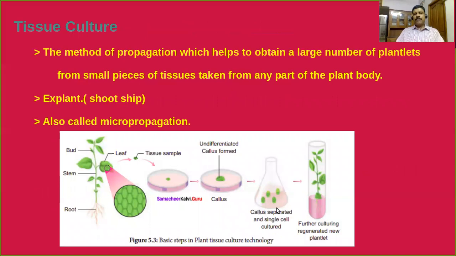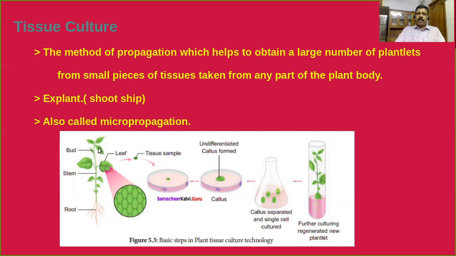Dear students, we have to discuss one more concept under asexual reproduction, that is called tissue culture. I hope you might have heard about tissue culture, isn't it? Yes. It is the method of propagation which helps to obtain a large number of plantlets from a small piece of tissue taken from any part of the plant body.